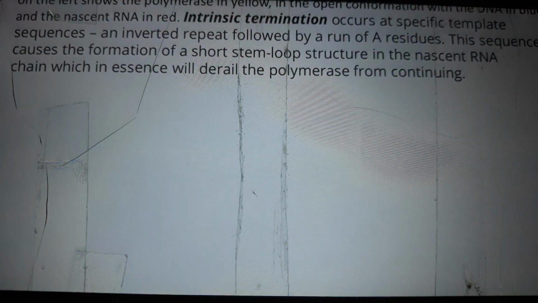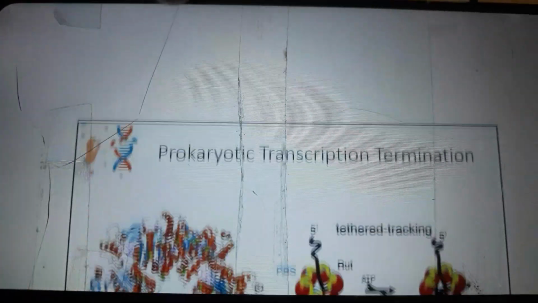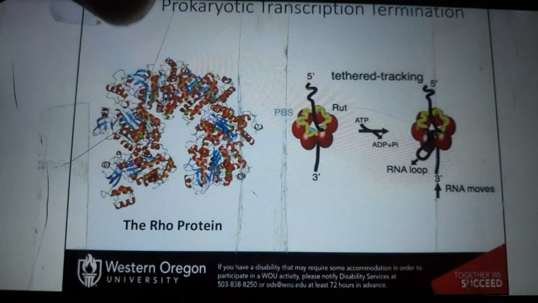Intrinsic termination occurs at specific template sequences: an inverted repeat followed by a run of A residues. This sequence causes the formation of a short hairpin loop structure in the nascent RNA, which in essence will derail the polymerase from continuing. Prokaryotic transcription termination.